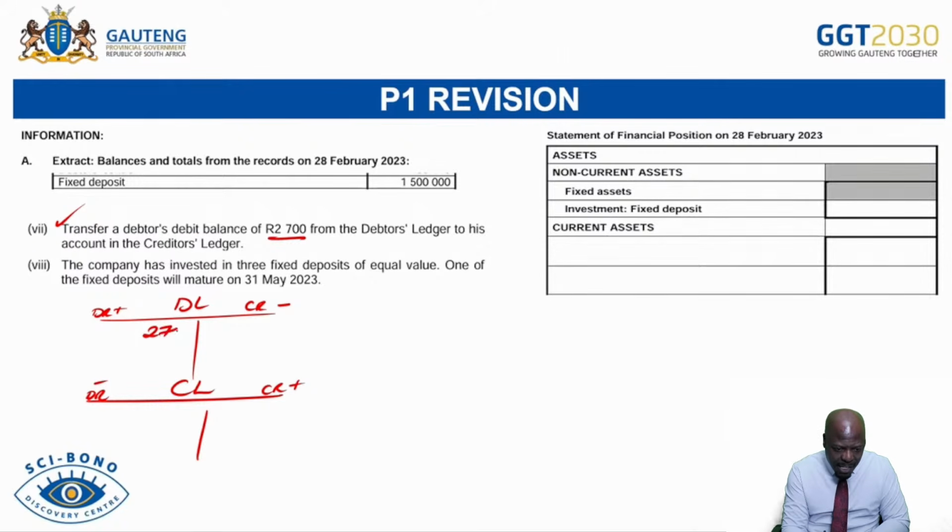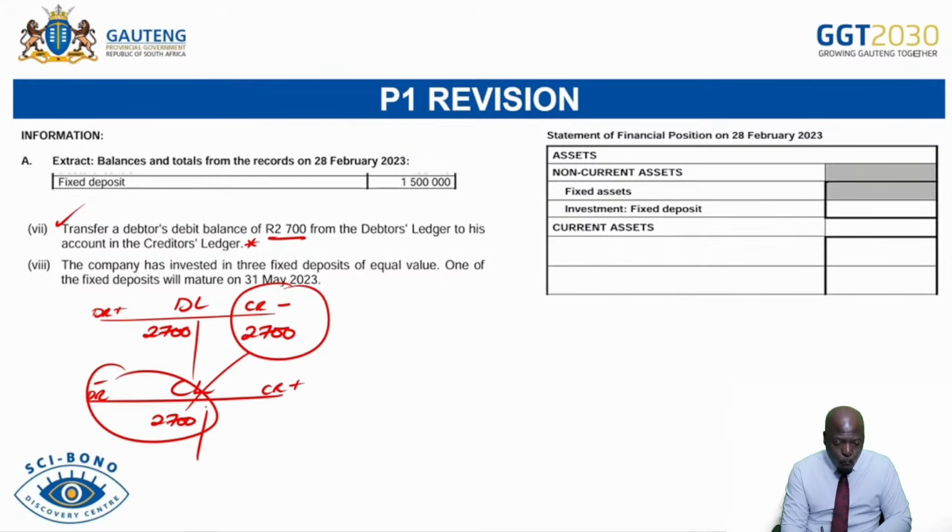So I have my 2.7 here. That's a debit balance. And we want to transfer this from the debtor's ledger to his account in the creditor's ledger. If you're going to transfer an amount from a particular account, you put it on the opposite side. So I'm going to come here and I'm going to say 2.7 over here. So I have an account credited. To complete double entry, I'm going to come and I'm going to debit here 2.7. So you see, and what I want are these signs.